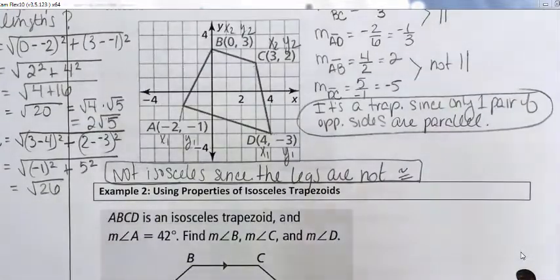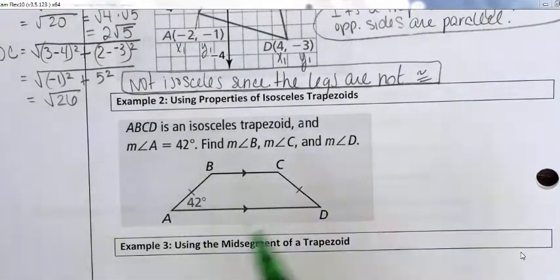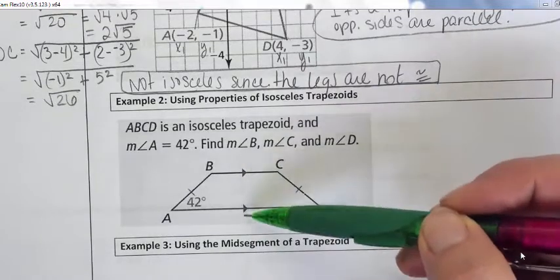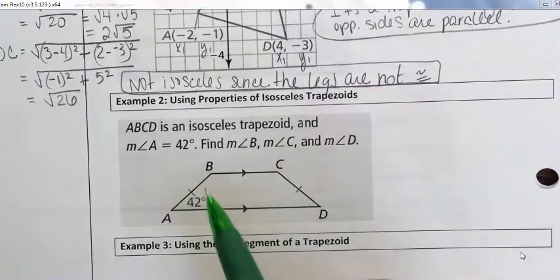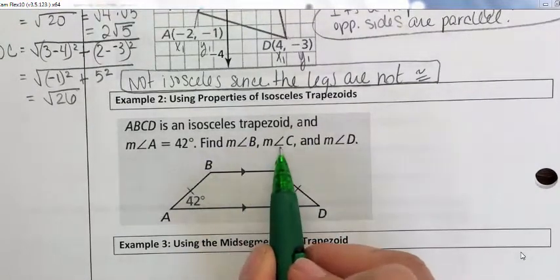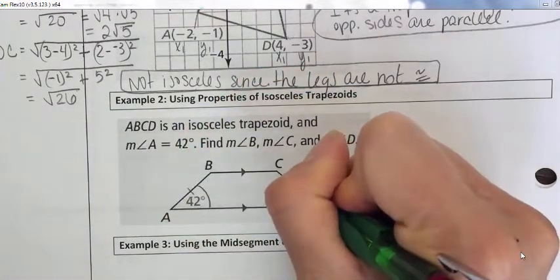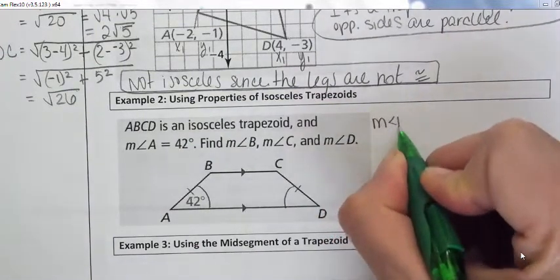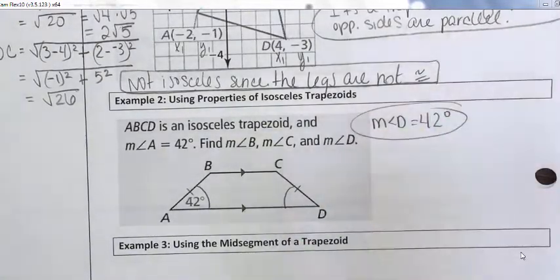Okay, now we're given the fact that ABCD is an isosceles trapezoid. That's why these 2 legs are shown to be congruent. We also know it's a trapezoid because we got 1 pair of opposite sides. Those are our bases. They're parallel. We know that the measure of angle A is 42 degrees. Now we have to find the rest of the angle measures. Well, if it's an isosceles trapezoid, I know that this angle is going to be congruent to this angle. So right away, I know that the measure of angle D is equal to 42 degrees. Okay, so that's one of my answers.